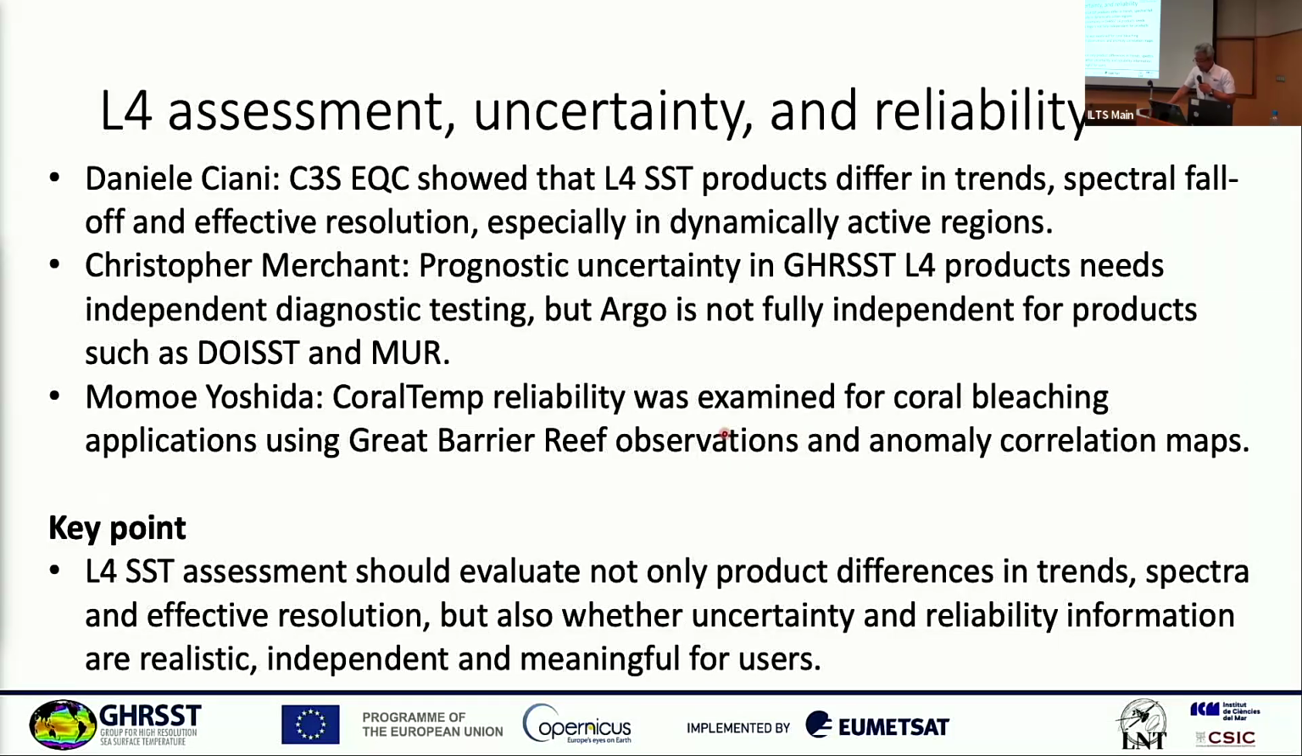And the third group focused on the L4 product assessment, uncertainty, and reliability. Daniel showed that the L4 SST products in the C3S Climate Data Store differ in trend, spectral fall-off, and effective resolution, especially in dynamically active regions. Christopher focused on whether prognostic uncertainty in level 4 products is realistic. The key point was that Argo is not fully independent for products such as DOISST and MUR because it is already ingested by those products.